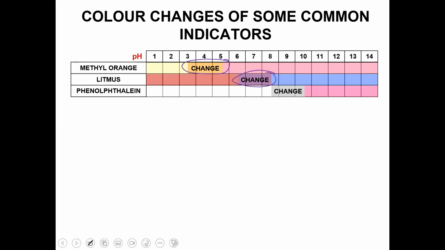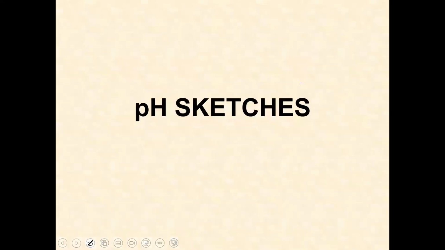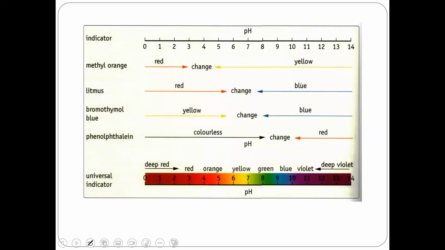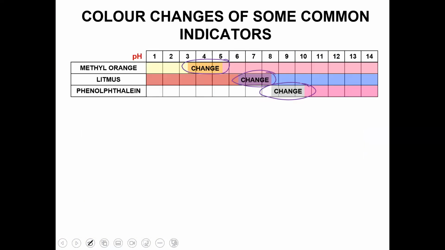Phenolphthalein, 8 to 10. That's the only range in which it actually shows the pH change. So it means different indicators change color at different pH.